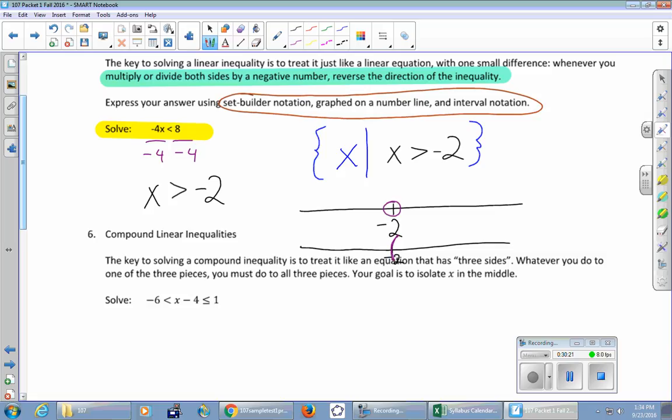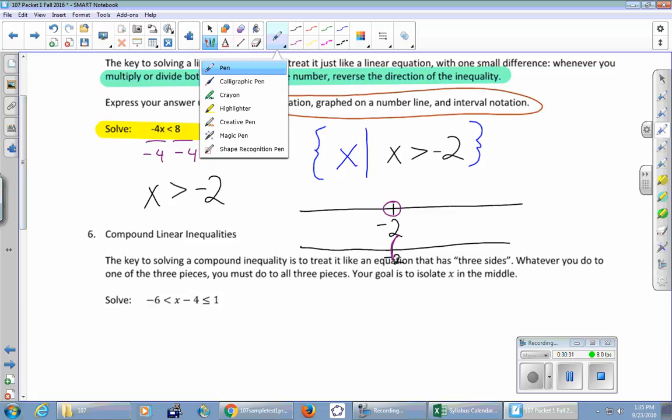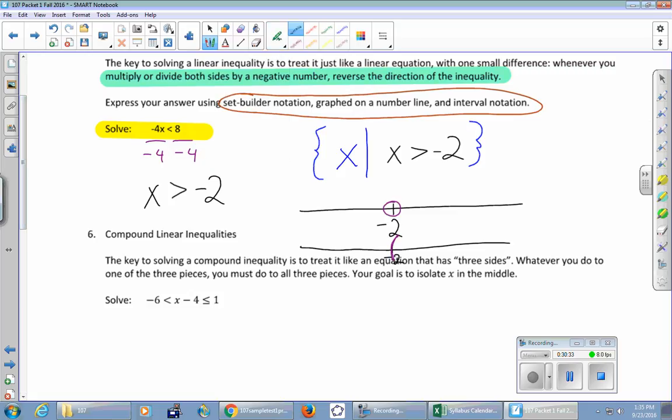Okay, and then we have to shade the correct direction. So which way are we shading here? Oh yeah, all the numbers bigger than -2, so shade to the right. That's it. When you're shading, you have to have a crayon or something, right? There we go. All the numbers to the right there. Good. You like the crayon? Yeah.